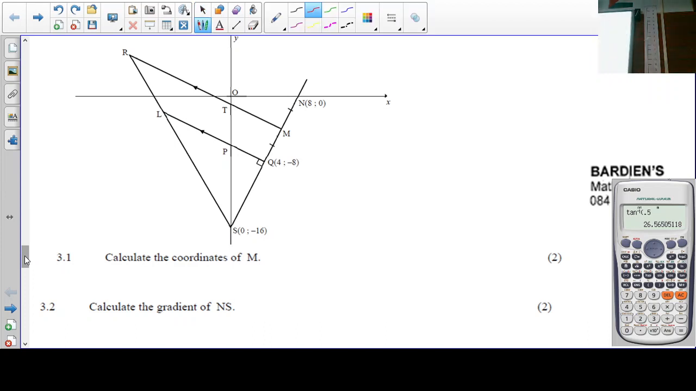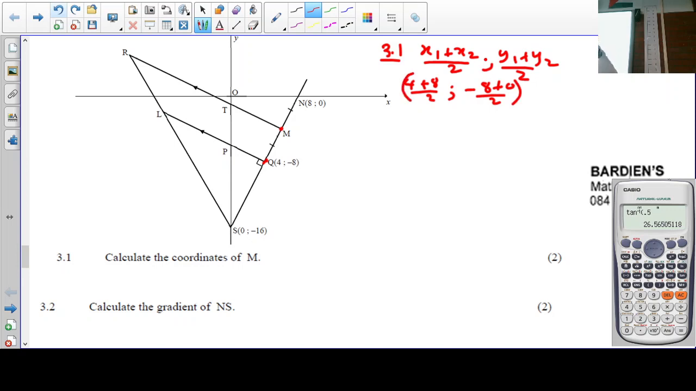So the first question says calculate the coordinates of M. So you look at M, there is M. So what is M? M is the midpoint of QM. How do we work out midpoint? Midpoint formula, which is x1 plus x2 over 2, y1 plus y2 over 2. Okay, so you're going to go with Q. It's going to be 4 plus 8 over 2 and negative 8 plus 0 over 2. Which then give me 4 plus 8 is 12 divided by 2, 6, and that's going to give you negative 4.